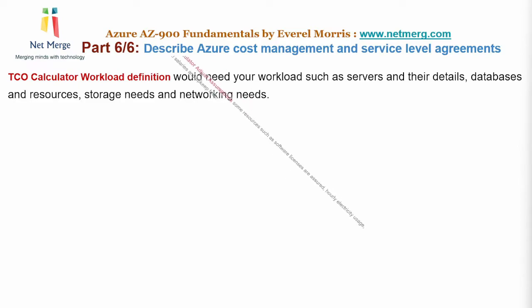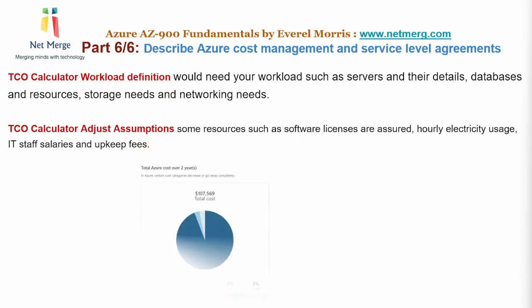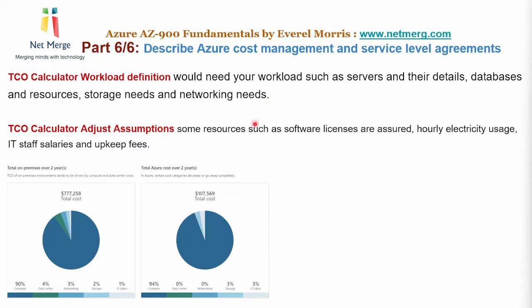Okay, and these are some other steps that you would follow with your TCO calculator. In the end, you should get a comparison of what it would cost you, or what it is costing you at the moment, in your data center. This example is showing 777,000 approximately, and if you should move to the cloud, this is saying 107,000. So you see the comparison.